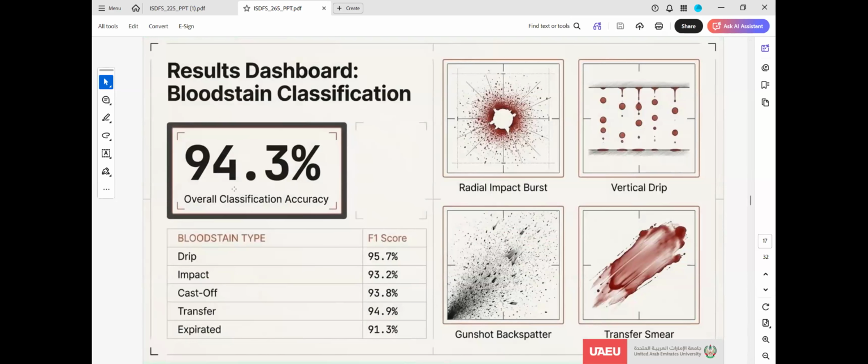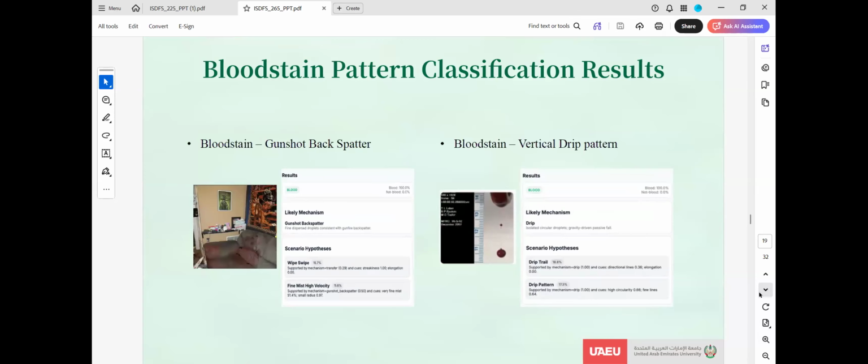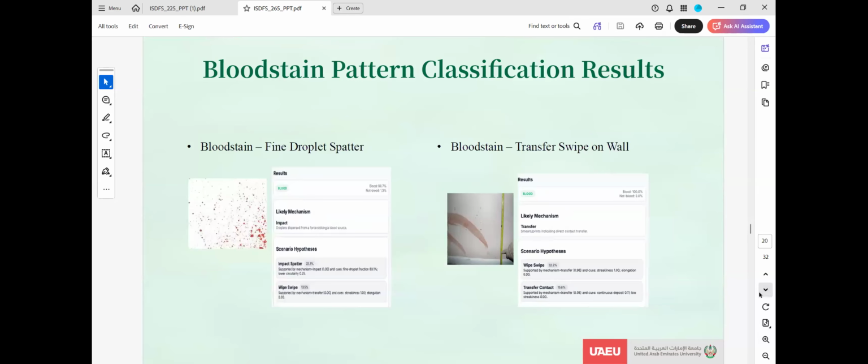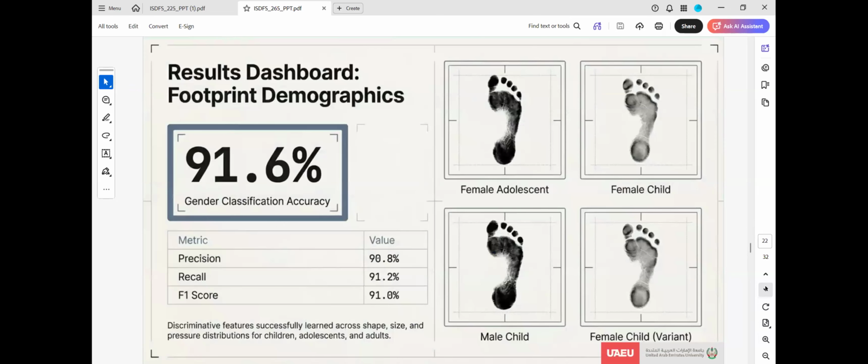The result is 94.3% overall for our suggested method. And these are our results. I put in some samples to bring to your notice: the bloodstain gunshot and the vertical drip pattern, the fine droplets pattern, and the transverse swipe. And then this is the footprint. We analyze gender classification, how much the height is, the size, and other things, and we got 91.6% overall accuracy.